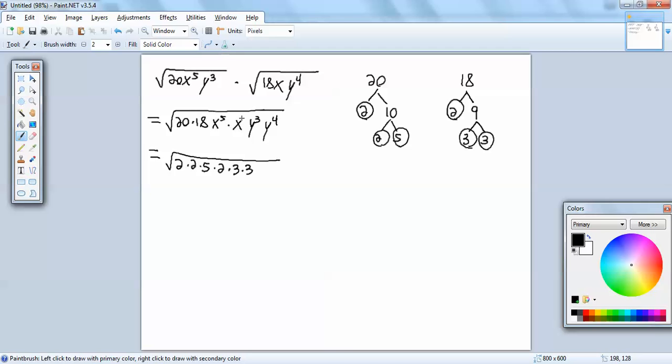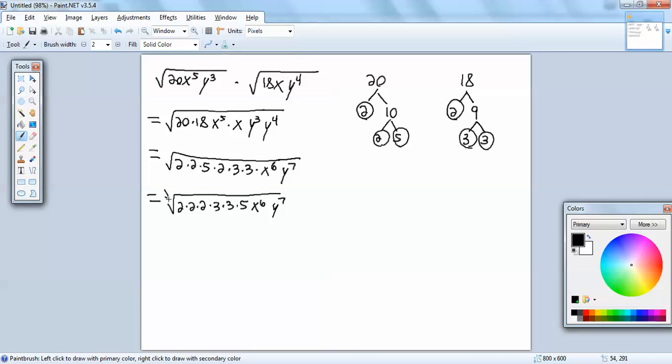Okay, now the x to the fifth times x, that's x to the sixth. And y to the third times y to the fourth is y to the seventh. Now I'm going to rearrange the numbers. Put all the 2's together. So I got 2 times 2 times 2, or 3 2's. 3's together, so I got 2 3's and a 5. So I got one 5. x to the 6th, y to the 7th.